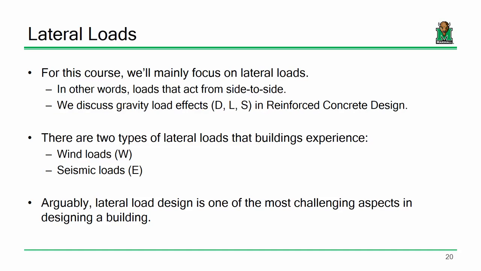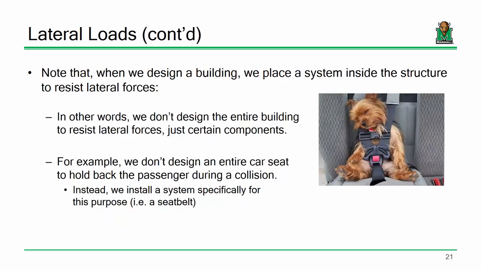Now, like I said, in here we're going to talk about lateral loads, and there's really two types of lateral loads that buildings experience. By lateral loads, I want to be clear, I mean loads that are acting this way. Gravity loads are acting up and down. In the world of structural engineering, there's really two types of lateral loads that buildings experience, and that's wind loads and earthquakes. Now, wind loads are handled a little differently. Do you like my picture?